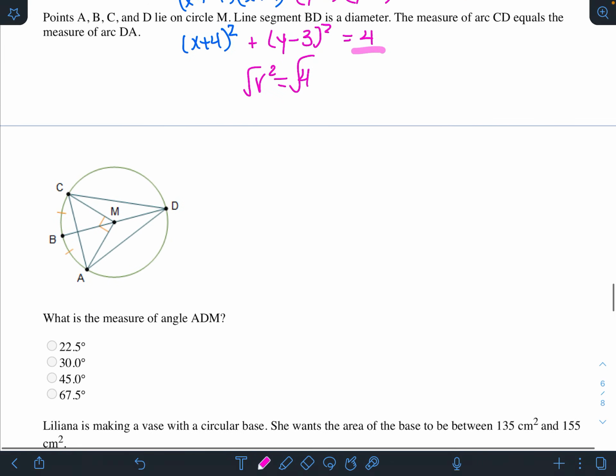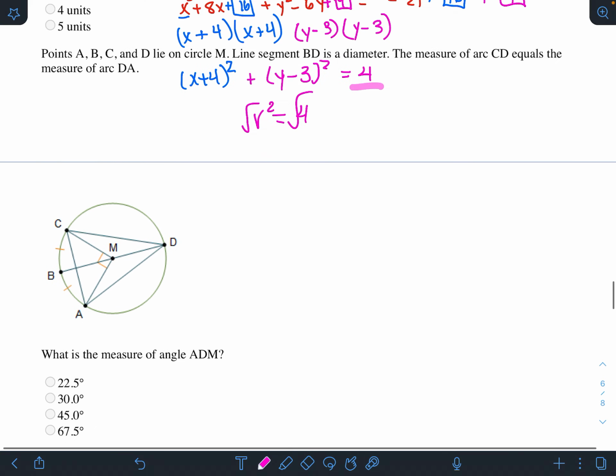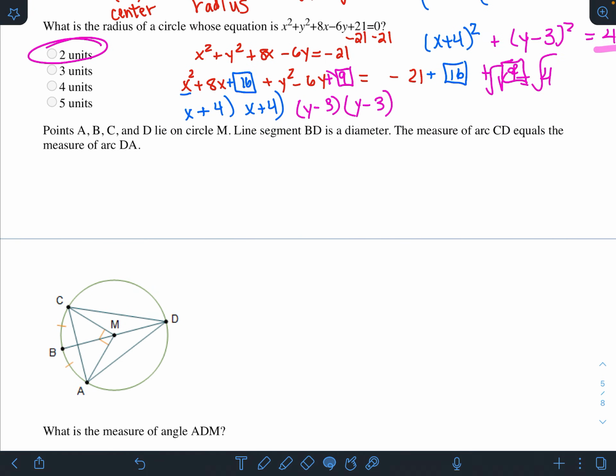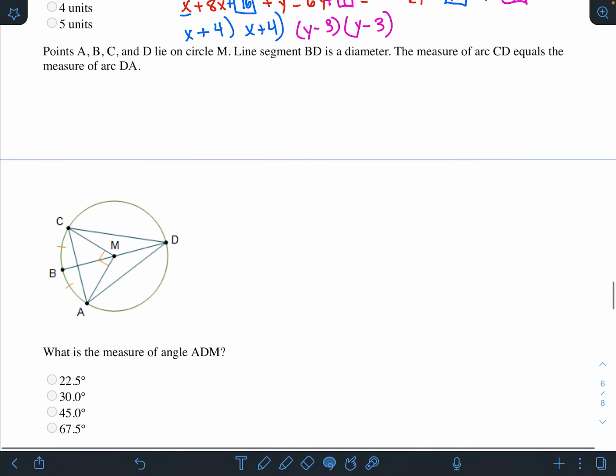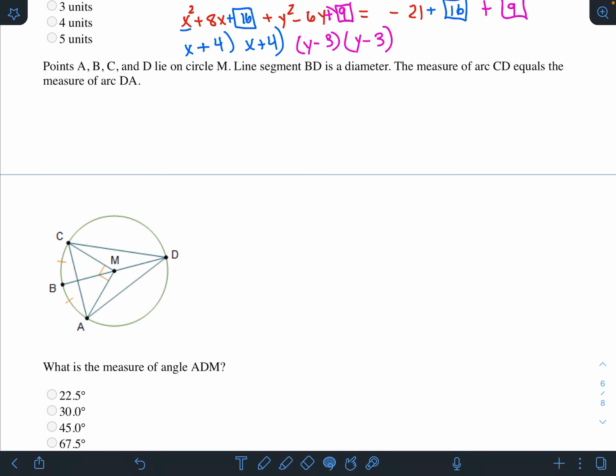All right. This next one says, what is the measure of angle ADM? And we're given some information up here, so I'm going to move this out of the way really quick. It says points A, B, C, D lie on circle M. Line segment BD is a diameter, and the measure of arc CD equals the measure of arc DA. Okay? So what you'll notice too, in the picture, there's a right angle drawn right here, and its intercepted arc is CA right here. So a right angle has a measure of 90 degrees.